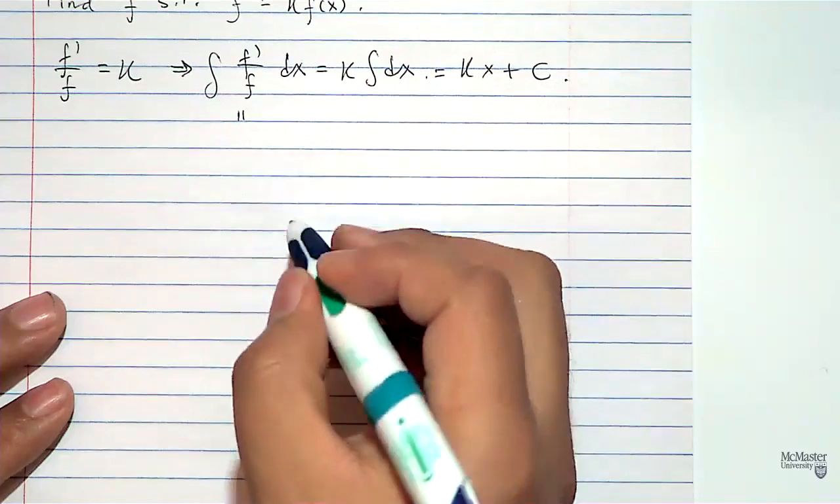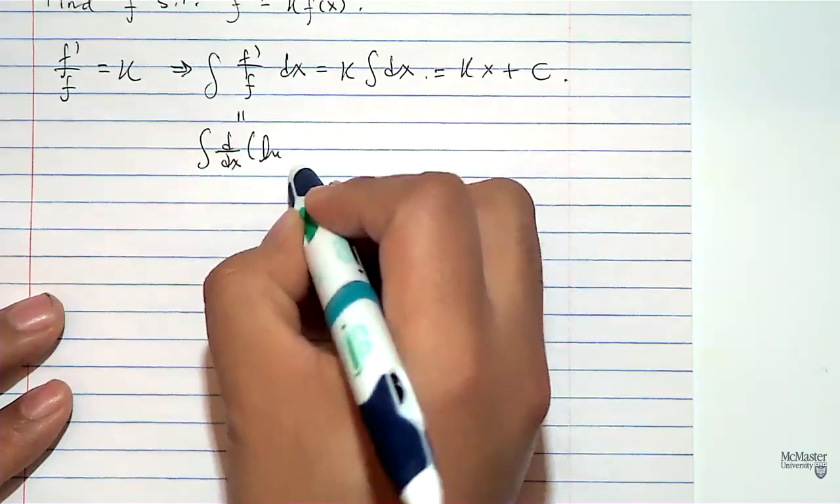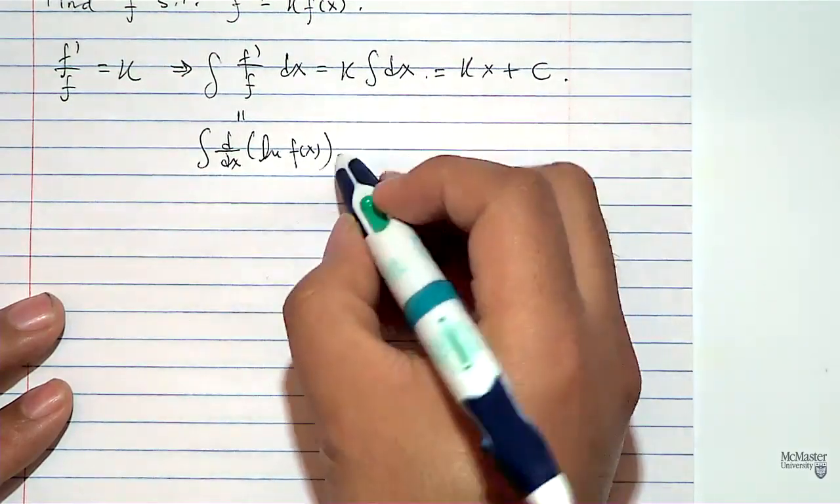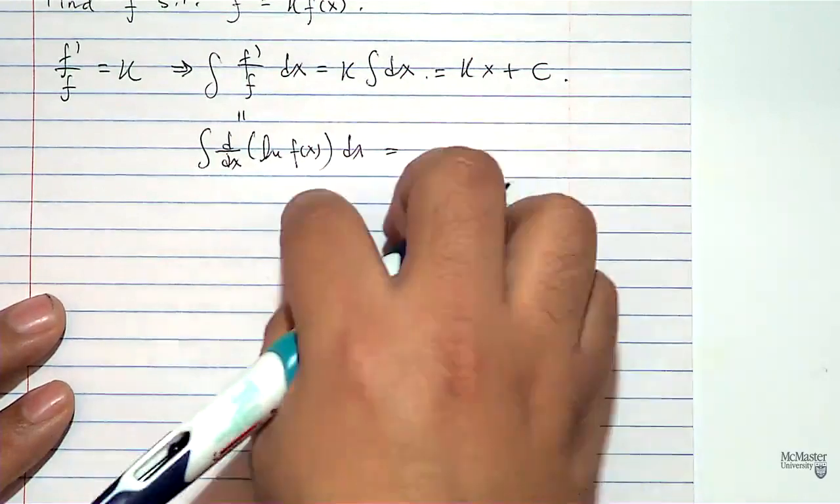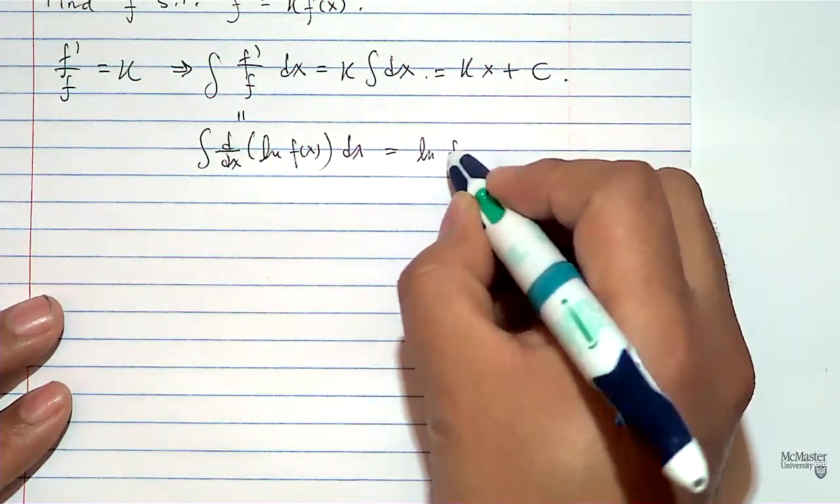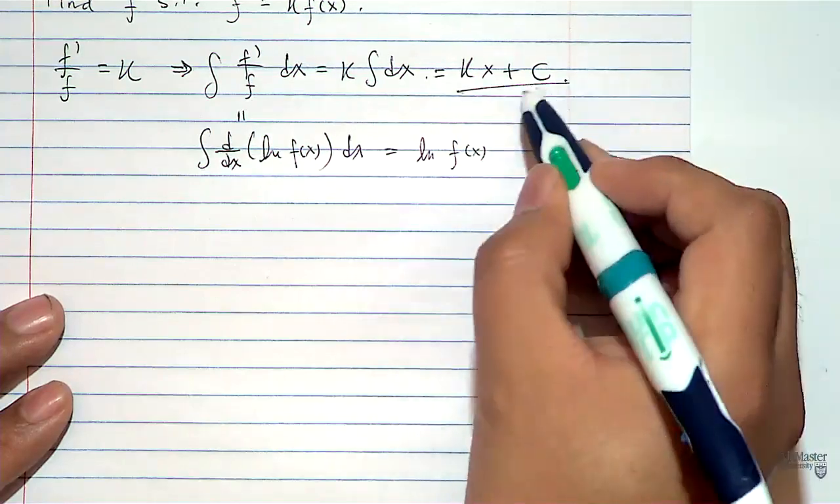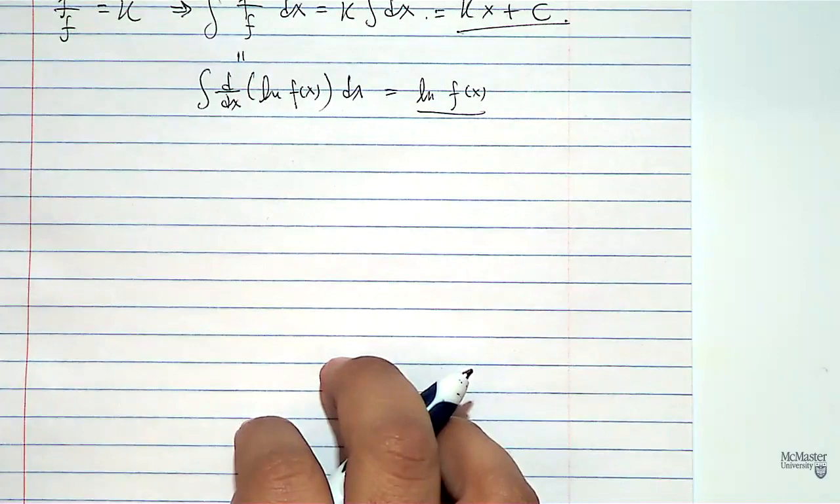On the other hand, if I perform this, this is actually the integral of the derivative with respect to x of the natural log of a function of x, dx. Now, life is solved, right? The integral and the derivative are inverse operators, so I will have natural log of f of x equal to this. So you're seeing that we are going to get to that solution.